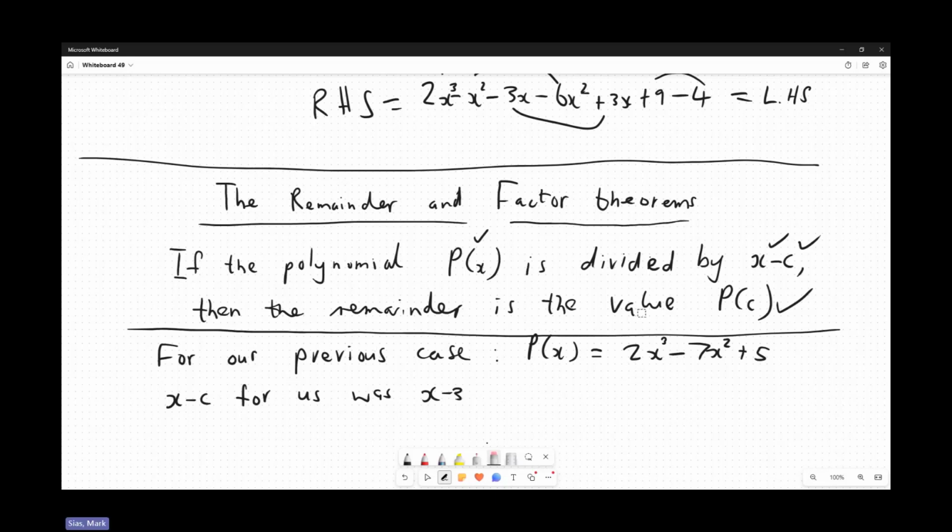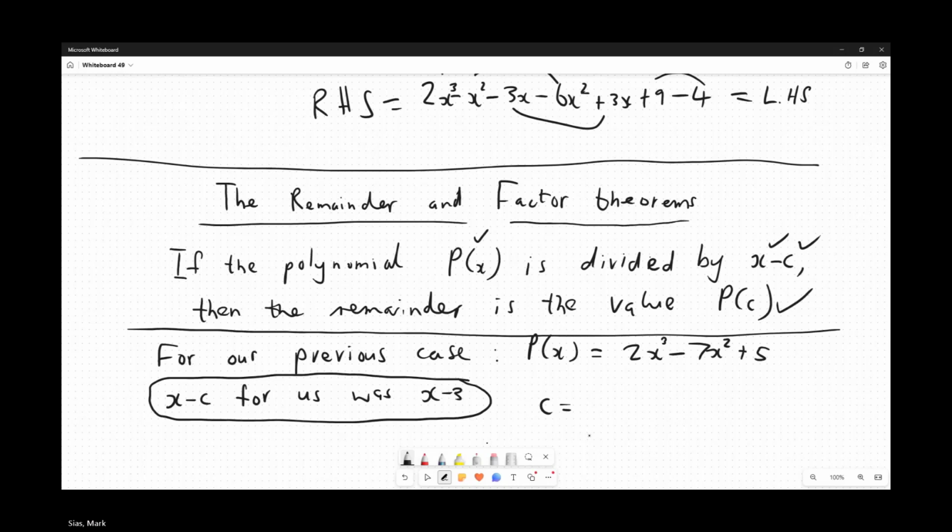Then the remainder is the value p of c. So let me just make this note here. For us, x minus c was x minus 3. We divided that into that. Their conclusion says the remainder is the value p of c. What is c equal to here, guys, for us? If this is x minus c, what is c equal to here in x minus 3? 3. Good. c is equal to 3.